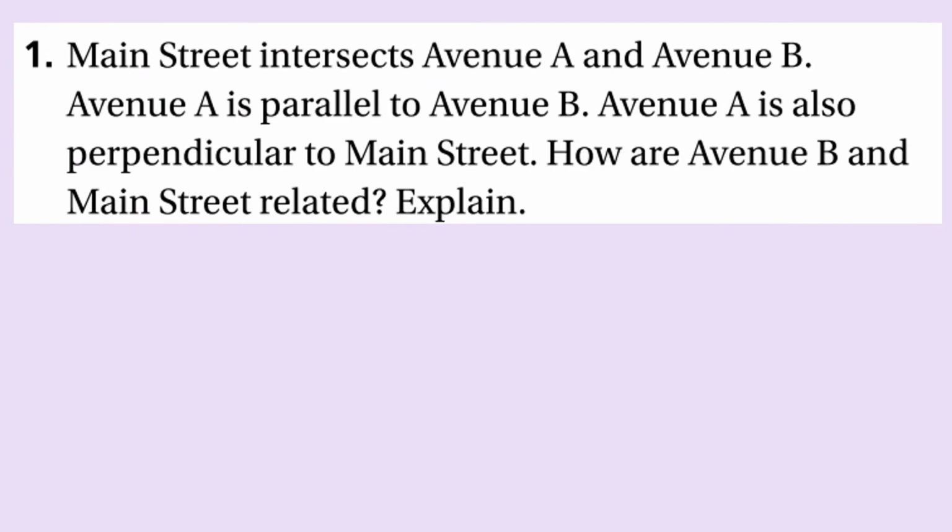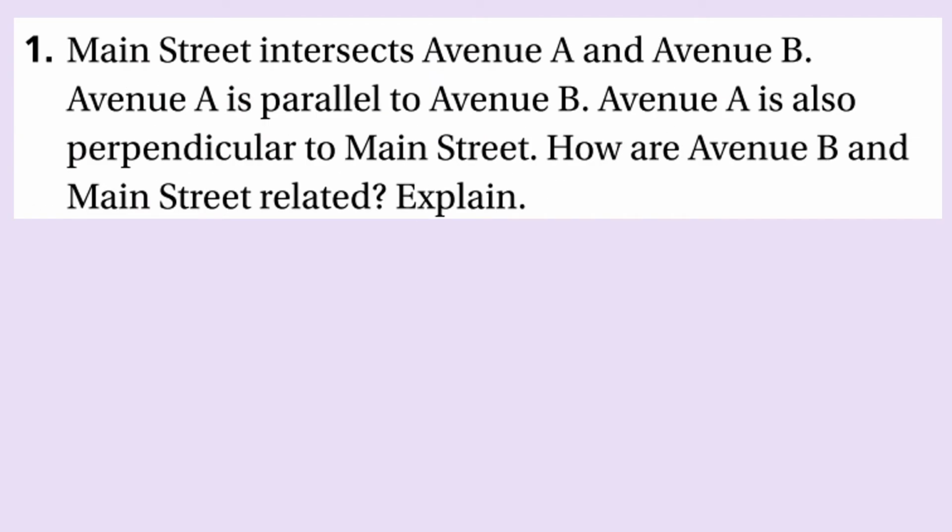Okay, so let's do some practice here. Main Street intersects Avenue A and Avenue B. Avenue A is parallel to Avenue B. Avenue A is also perpendicular to Main Street. How are Avenue B and Main Street related? First of all, I'm going to read through the whole question and then go back and draw some pictures. So I'm going to go ahead and write that first one. Main Street intersects Avenue A and Avenue B.